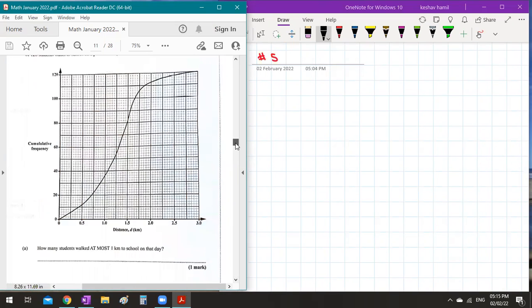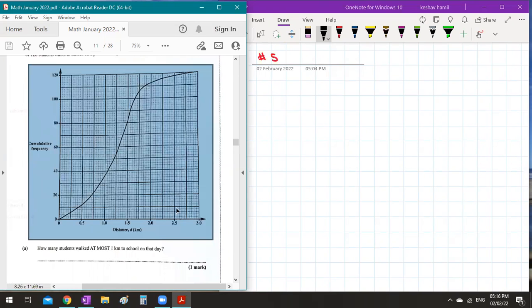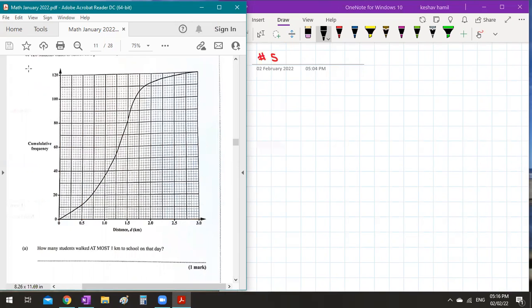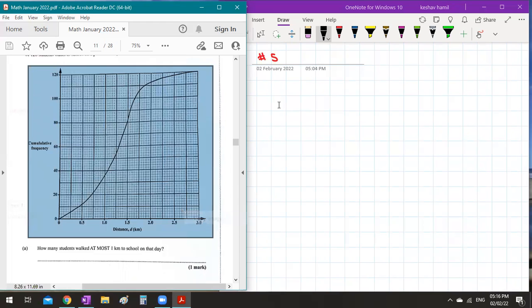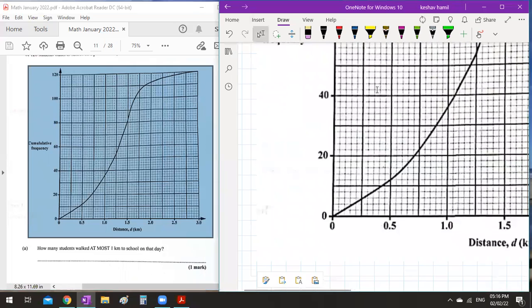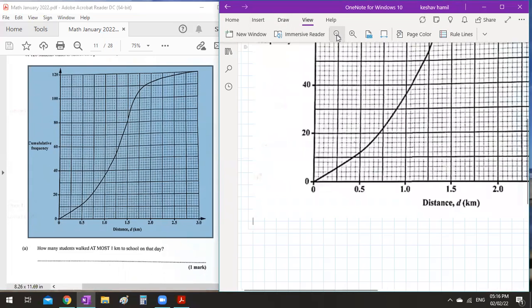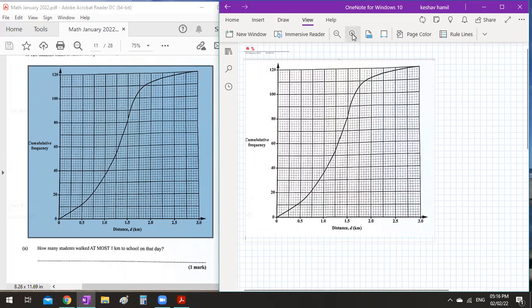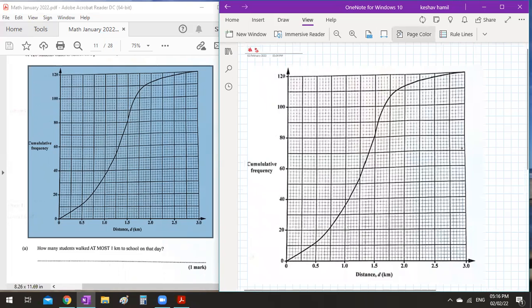Right, so we have to use the graph. Let's see if I could copy the graph. So from the graph, you can see that the distance 1 kilometer is here. So come up, it intersects the curve, it's been red.